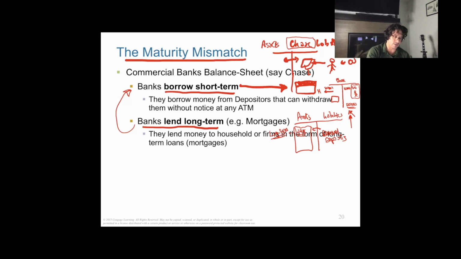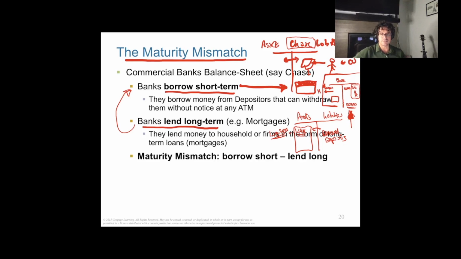Maybe it's going to lend only 40,000, such that if a person needs $1, Chase has $10,000 they can use in order to smooth it out. But you can see that the reason why banks are inherently fragile is that people can withdraw money without notice from the bank, and banks lend this money very long term. So maturity mismatch is given by the fact that banks borrow short, but then lend long.